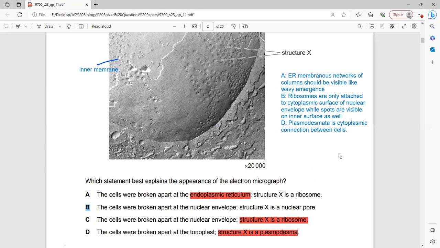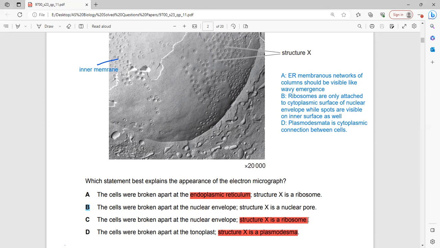Second, the cell was broken apart at the nuclear envelope, and structure X is a nuclear pore. These nuclear pores are visible on the outer membrane, which faces the cytoplasm, and the inner membrane, which faces the nucleoplasm. So that's why these are nuclear pores. While if the cell was broken apart at the nuclear envelope and structure X is a ribosome, this cannot be, because ribosomes are not attached to the inner surface of the nuclear envelope facing the nucleoplasm. So structure X is not a ribosome.